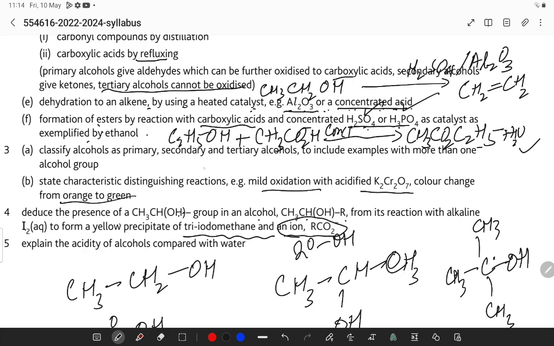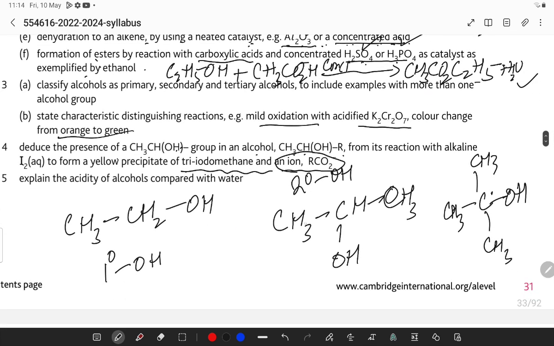Classify alcohols as primary, secondary and tertiary, including examples with more than one alcohol group. This is primary alcohol, and this is secondary alcohol, where the alcohol is attached to a carbon atom which is bonded with one hydrogen atom. Over here, primary alcohol: the alcohol is attached to a carbon atom of the alkyl group which is bonded with two hydrogen atoms. And over here, with no hydrogen atom, the alcohol is attached to a carbon atom which has no hydrogen atom. This is tertiary alcohol.